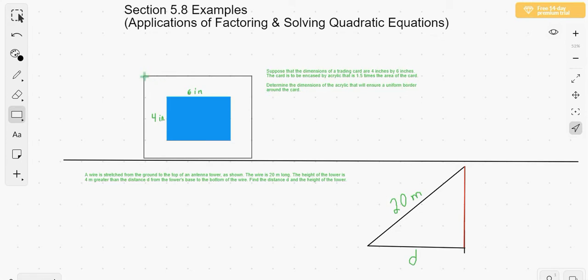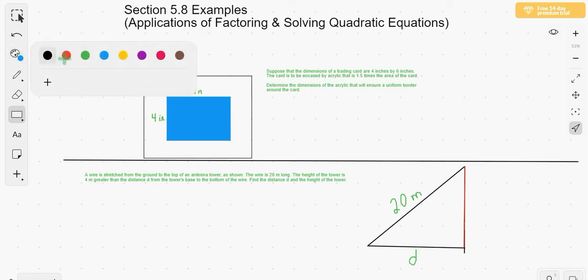So notice I've got this somewhat uniform looking border around the card, and essentially what we need to do is just determine the dimensions of this acrylic that gives us this border. So here's how we'll approach it. We'll take each piece of information that they give us.